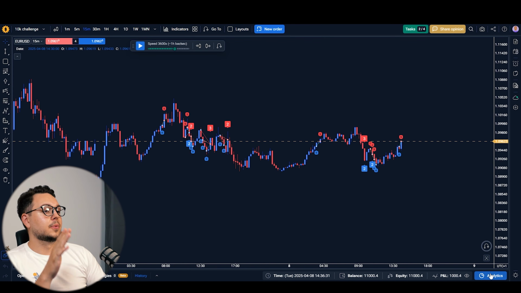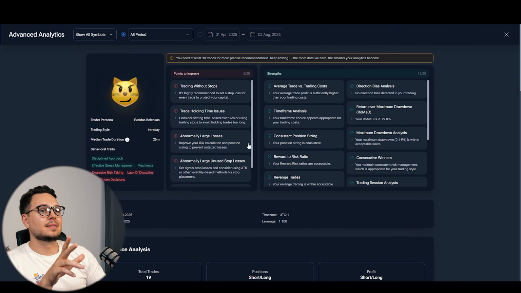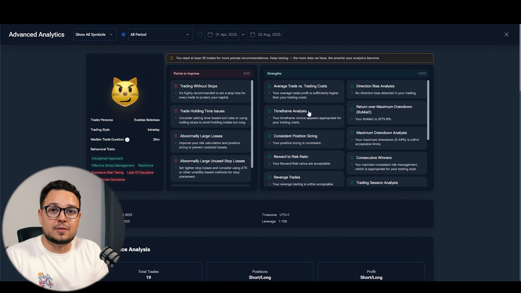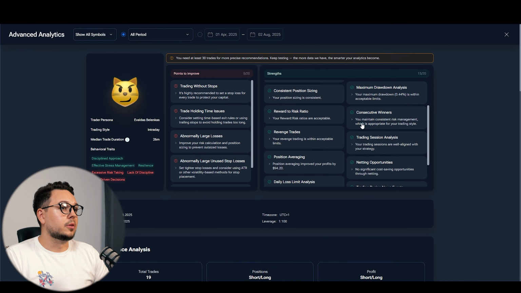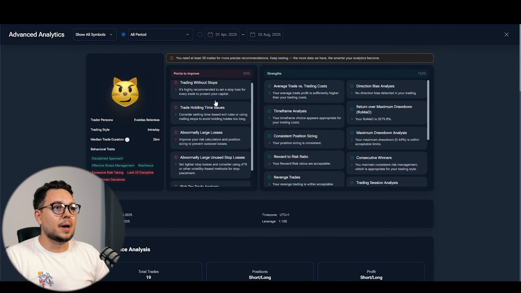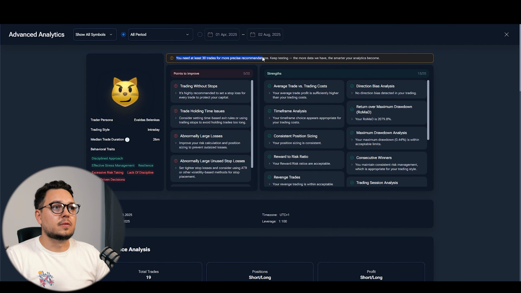Just take a look. If we click on this blue button, analytics, boom, AI analyzes your trades and gives you tips on how to improve. So what did we do good? What did we do bad? Obviously, you need 30 trades for more precise recommendations. I believe the martingale tool placed only 18 trades.